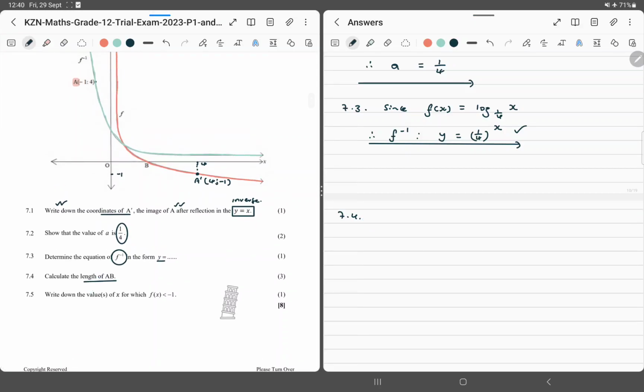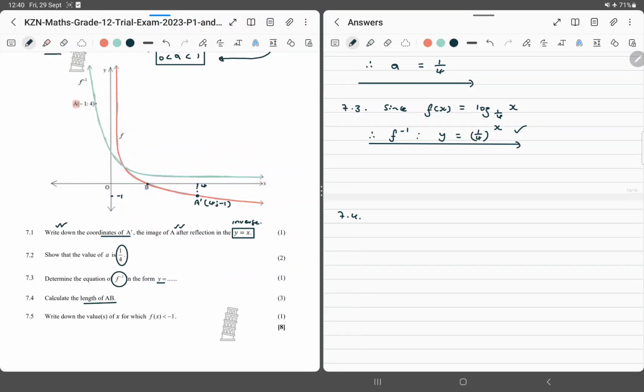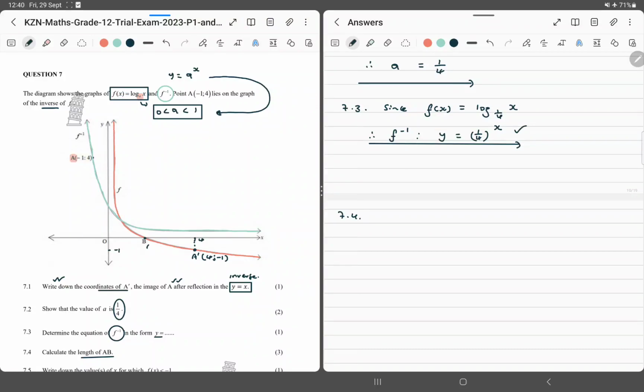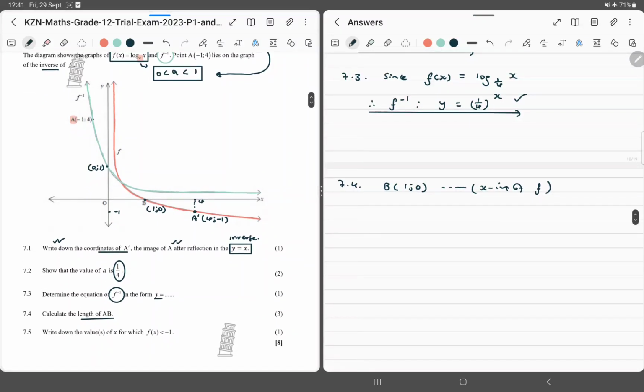Okay, let's do 7.4. 7.4 says calculate the length of AB. Okay, but now we need to find the coordinates of B. What are the coordinates of B? Can we see that this is the logarithmic function? So it is not shifted about. So this should be 1. You should know this one off by heart. Why? Because the y-intercept of the other one is (0; 1). So we switch those values in the inverses. So you can just write B is (1; 0). And then how do you know this? This is the x-intercept of f. So you're just trying to show how you got that. But now you don't have time because there's not so many marks. We can say now AB is going to be, we'll use our distance formula, x at B minus x at A all squared plus y at B minus y at A all squared.